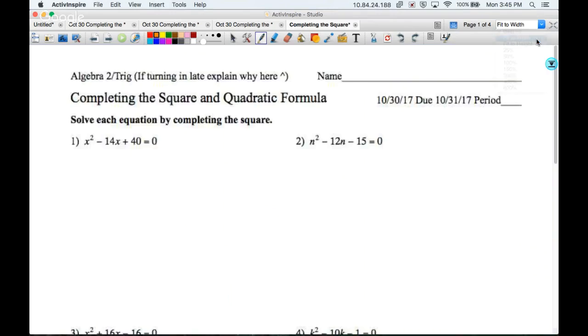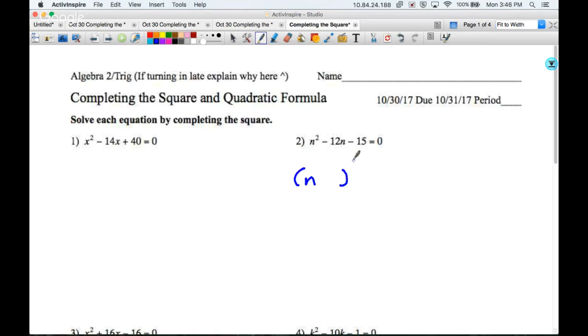Let me zoom in on this. I think number 2 is a good one. Number 2, I do not believe is factorable. I do not believe there's any two numbers that multiply to be negative 15 but add to be negative 12. So completing the square is a good option for this one. We don't have an a value, so we can go just right into it.